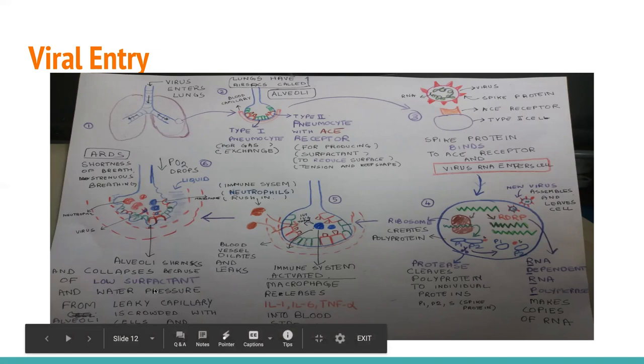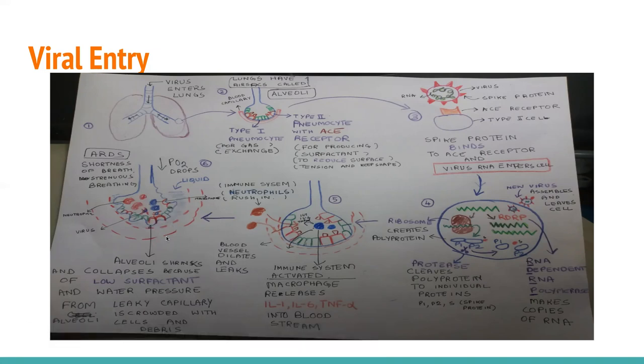And it has got too many things inside now, plus the water and other fluids have come in, and the alveoli, a balloon is not there anymore. And as a result, your gas exchange is also very badly damaged. There's less surface area to exchange with, and your PO2 drops.